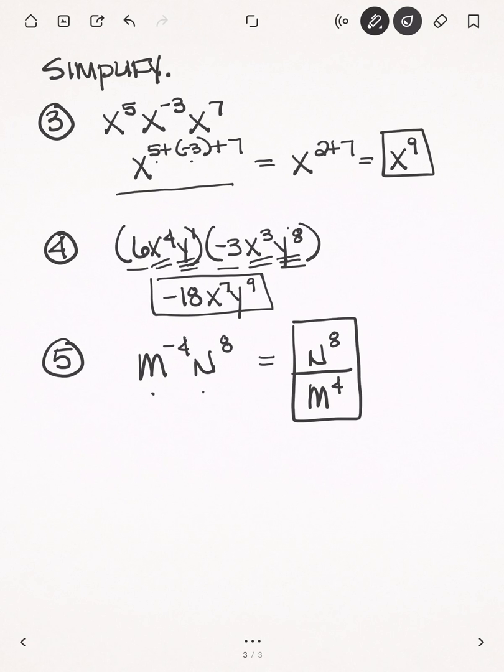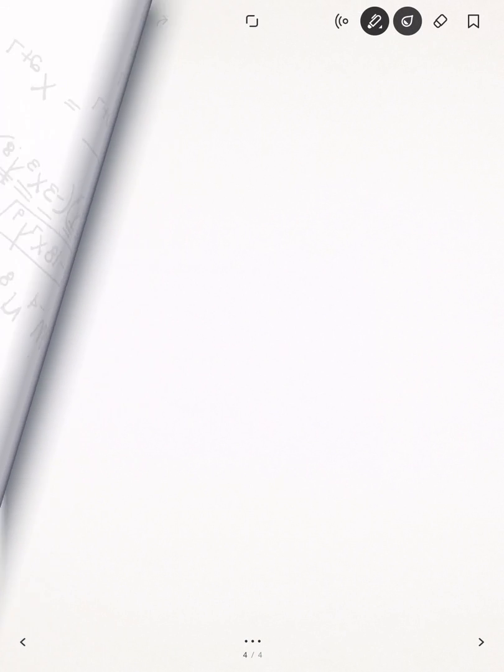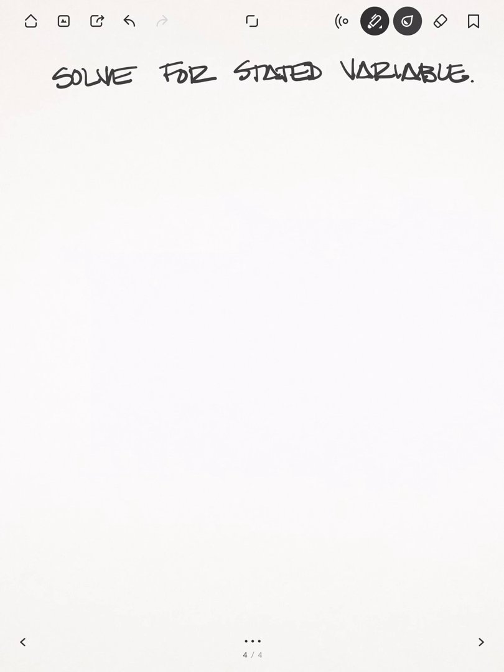Let's go ahead and try a different kind of problem. Now this is one of the newer kinds we did. I think we did this last week. We're going to solve for the stated variable. I'm going to go ahead and turn the page. So it's going to say solve for the stated variable. Number 6.